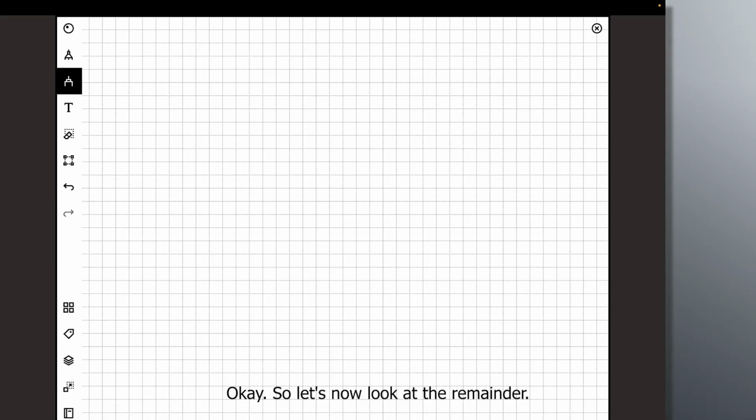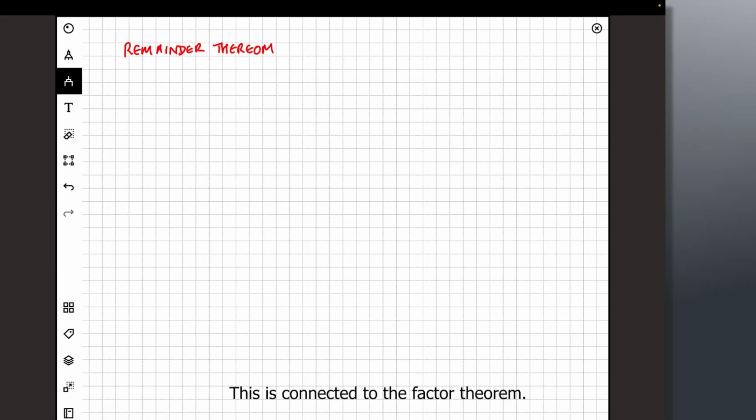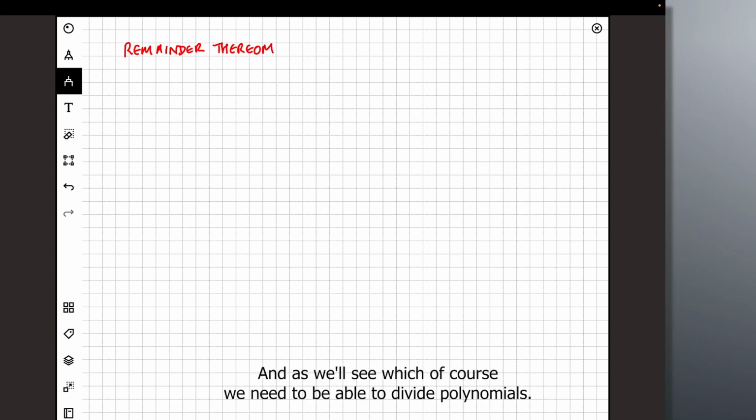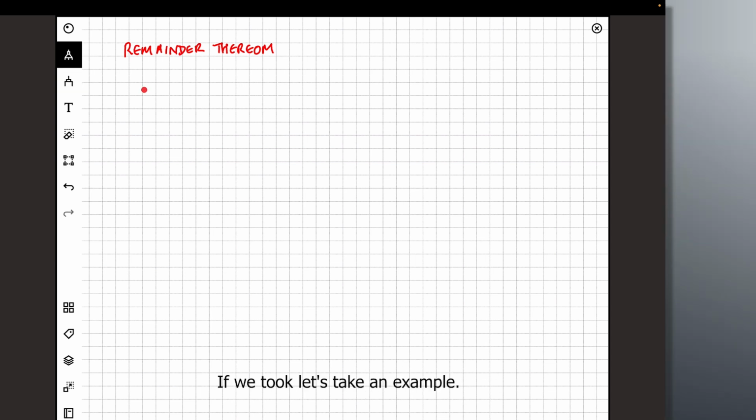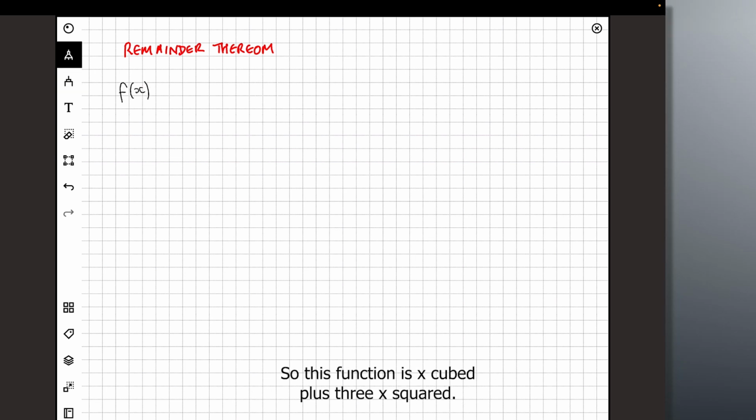Okay, so let's now look at the remainder theorem. This is connected to the factor theorem, and as we'll see, it requires us to be able to divide polynomials. Let's take an example. This function is x cubed plus 3x squared plus 4x plus 1.